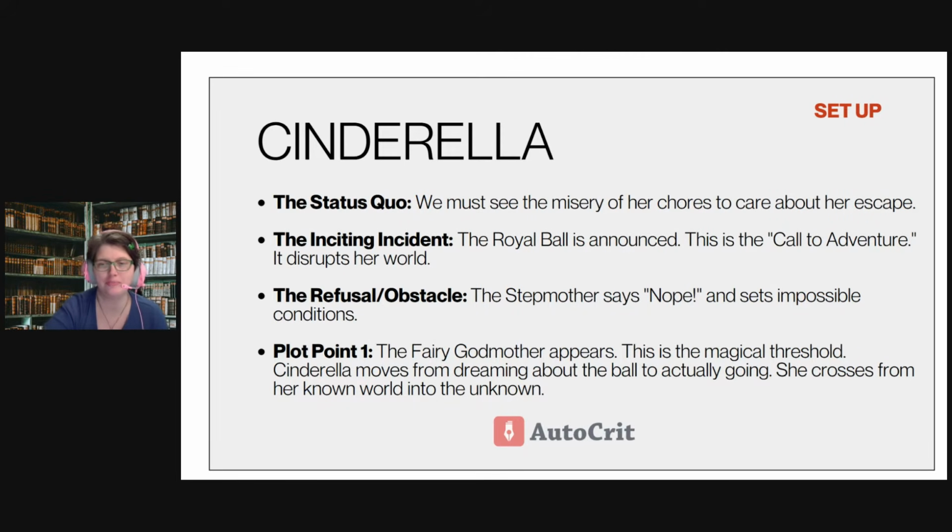And Cinderella moves from simply dreaming about the ball to actually going, crossing from her known world into the unknown. So, this is Act One of Cinderella. Let's move to Act Two.